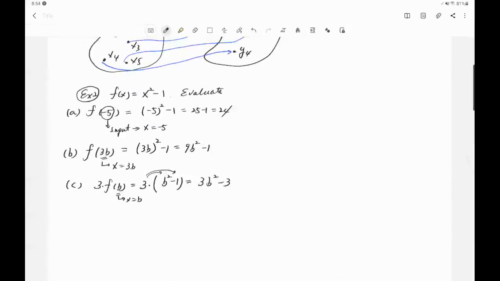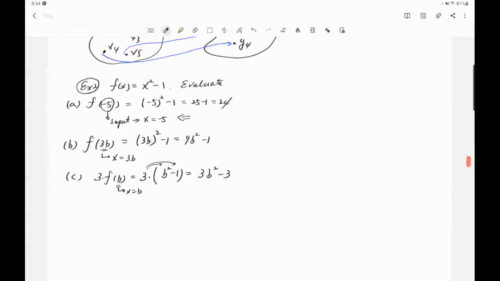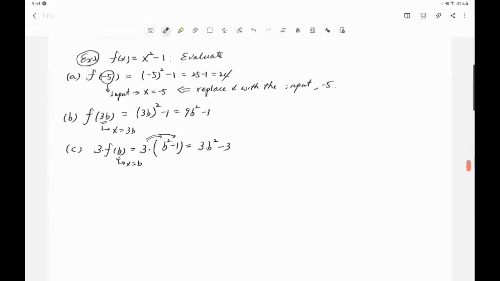So, okay, let me rewrite here. Replace, right? Replace x with the input value, with the input, which is, in this case, negative 5, right? Negative 5. All right. We do the same thing.